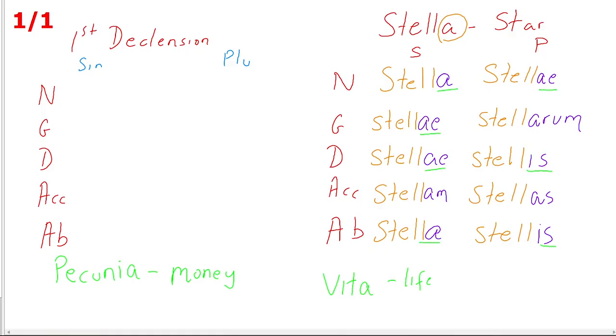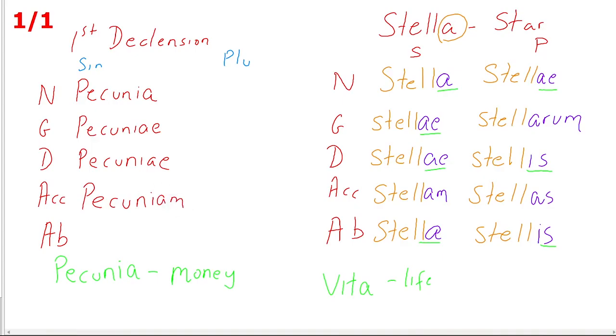So, in the nominative singular, what would it be? Pecunia. Genitive singular, pecuniae. Then in the dative, pecuniae. Then in the accusative singular, pecuniam, and the ablative would be pecunia.